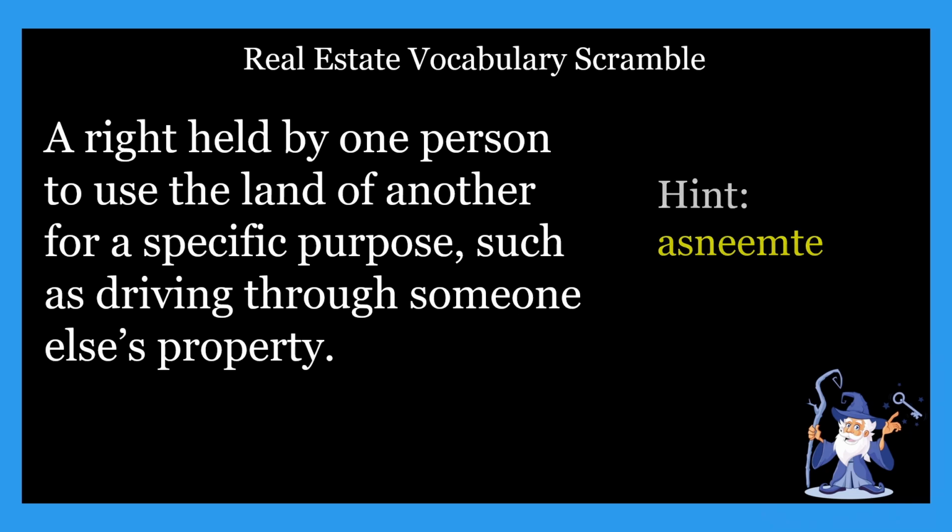And here's your answer. Easement. An easement is a right held by one person to use the land of another for a specific purpose, such as driving through someone else's property. Legally speaking, an easement has to be in writing. If you own the property, usually it's located on the deed. If you have yet to own or purchase the property, you can obtain a copy of the deed itself and find the easements located on it through county records. All right, next one.